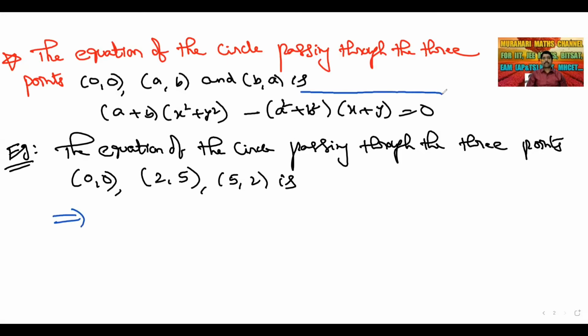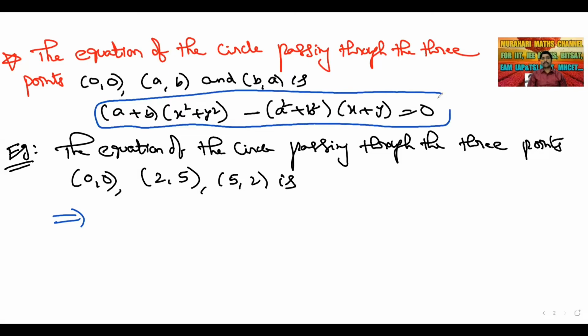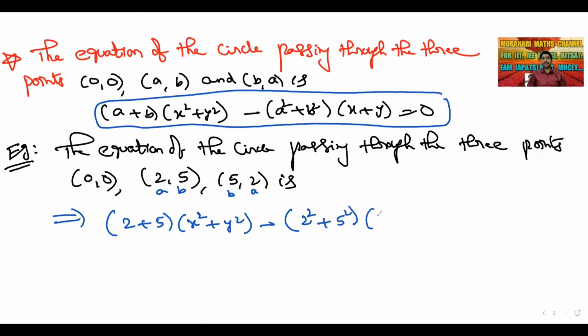(a + b)(x² + y²) − (a² + b²)(x + y) = 0, where the values of a and b are 2 and 5. Okay, (a + b) is 2 + 5, times (x² + y²), minus (a² + b²), which is 2² + 5², times (x + y), is equal to 0.